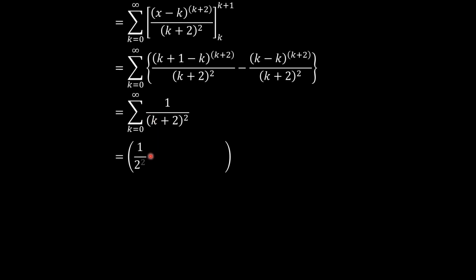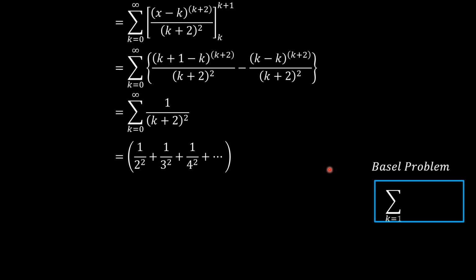Expressing this in a more expanded form, when k equals 0, we have 1 over 2 squared. When k equals 1, we have 1 over 3 squared. When k equals 2, it is 1 over 4 squared, and so on, all the way to infinity. But we know of the Basel problem, which tells us that when you're summing 1 over k squared from k equals 1 to infinity, that is equal to pi squared over 6. If you don't know much about this, I welcome you to search for it. Go online and you will see the derivation.